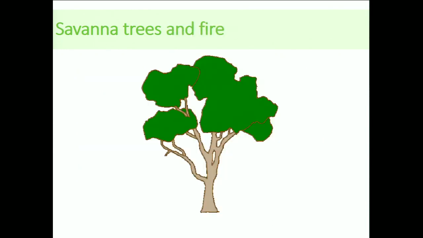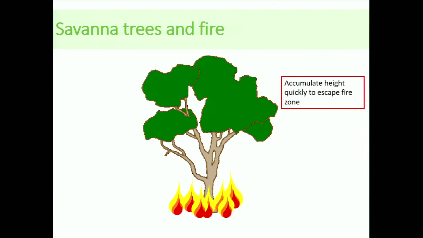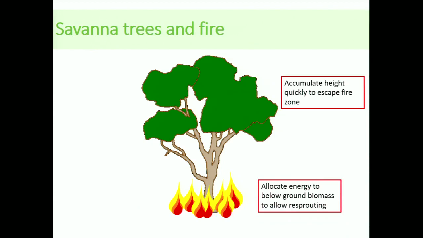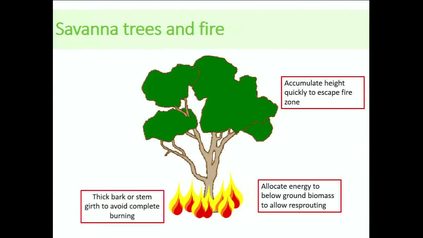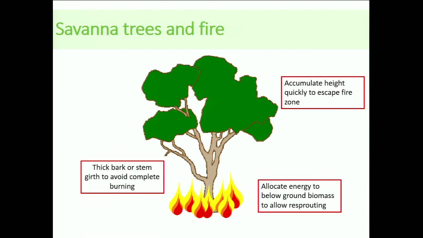So with fire, these are my not-so-good fire flames, a tree basically has two traits open to it. It can either accumulate height quickly to escape the fire zone and allocate energy to below ground biomass to allow re-sprouting. Often these two traits are together. You'll have temporal niches where trees will accumulate a lot of biomass in the roots, which is then expended to re-sprout after fire. Okay. Or they can grow thick bark and have thicker stems, so they're less likely to be damaged by fire. And all of this will have a trade-off with allometric scaling and how tall your tree can be.